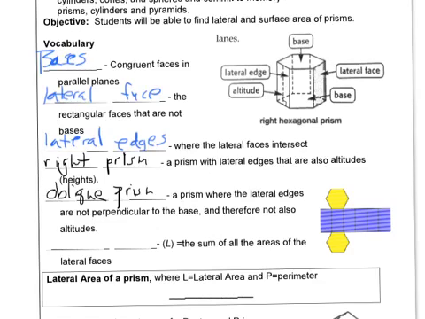Alright, the last thing that we need to know here is what lateral area is, and that's usually represented by the letter L. Also, the area of bases is represented by a capital B. I forgot to mention that. Lateral area, this is the sum of all the areas of the lateral faces.